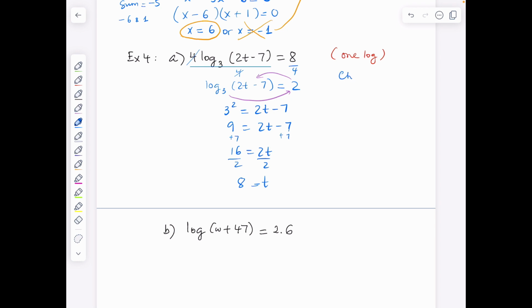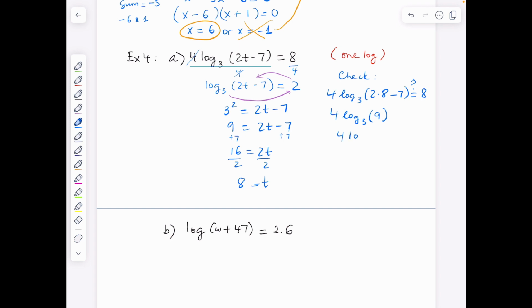So let's check our answer. We have 4 times log base 3 of 2 times t, where t is 8, minus 7 is equal to 8. We'll put a question mark there. So that's 4 log base 3 of 16 minus 7 gives you 9.